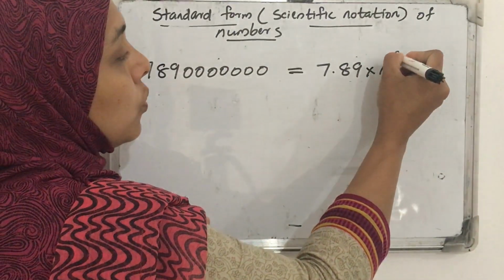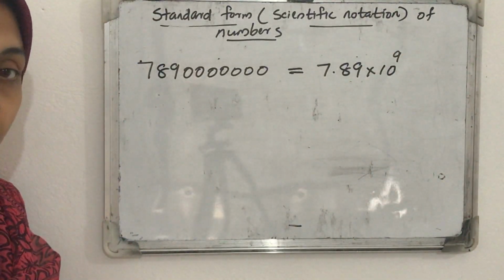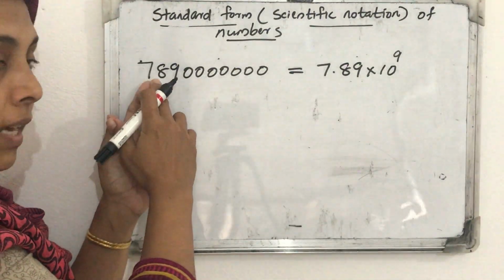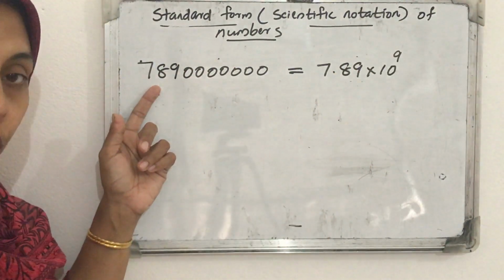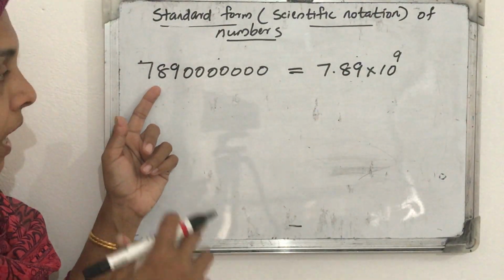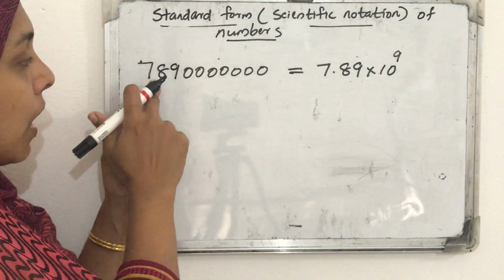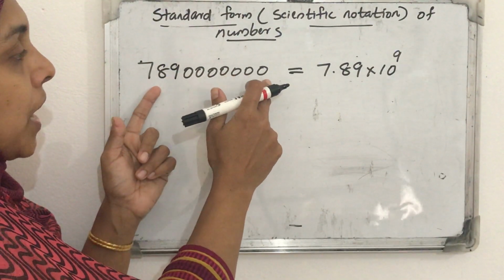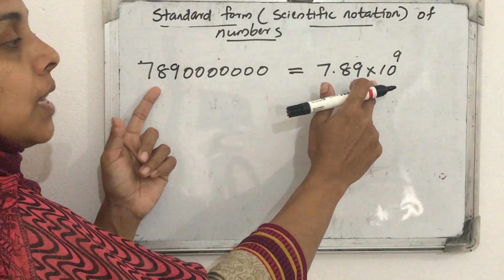So 10 raised to 9. We can write it as 10 raised to 9. After that, after 7, we want to count how many places are there. That much will be the power of that 10. Okay, it is very easy after counting. 1, 2. After 7 we want to count. 1, 2, 3, 4, 5, 6, 7, 8, 9. So we can write it as 10 raised to 9.